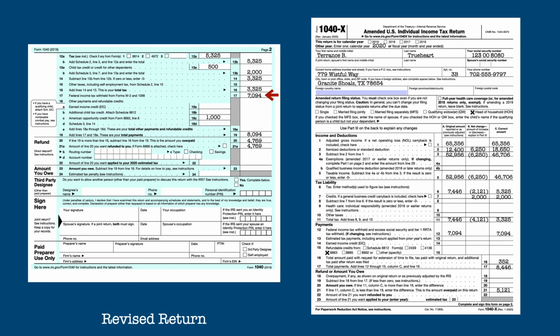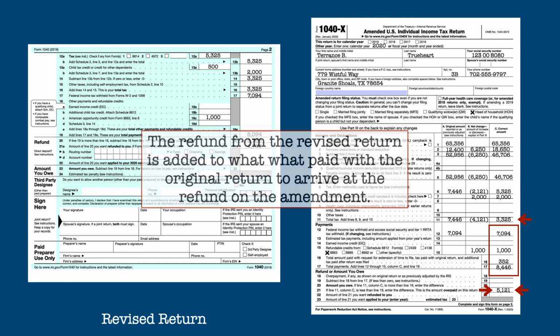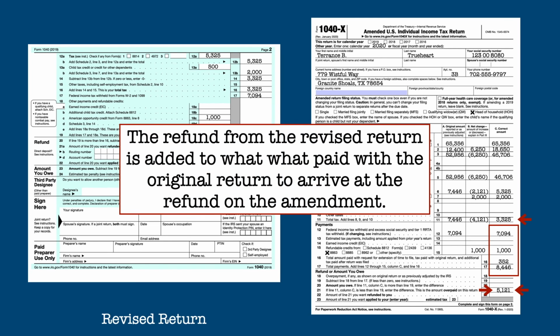He then lists his withholdings, which hasn't changed, and after checking the box marked 8863, enters the refundable education credit on line 15. He then adds his withholdings, the credit, and the amount he originally paid together, and subtracts the total from his new net tax to arrive at the refund he is due on this amendment. The refund on the revised return is added to the amount he paid with the original return to arrive at the refund on the amendment.